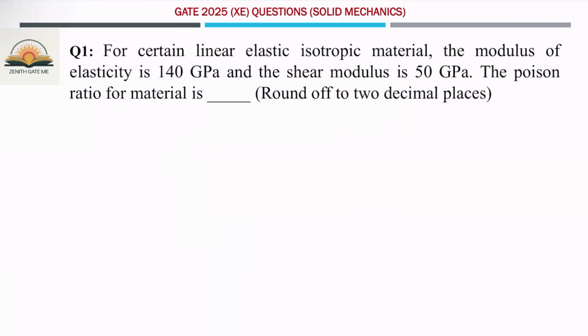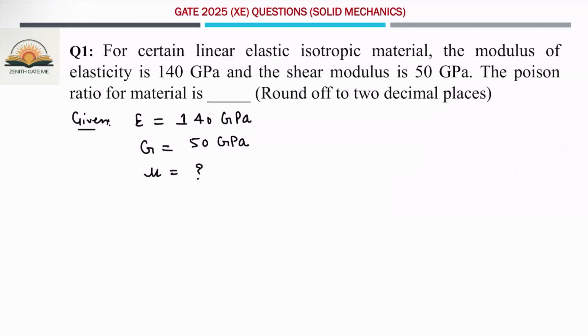So the data given is: the Young's modulus is 140 gigapascal. The shear modulus, which is denoted with a G symbol, is 50 gigapascal. The Poisson's ratio value you have to calculate, which is nothing but the ratio of the lateral strain to the longitudinal strain. That is nothing but the mu value.